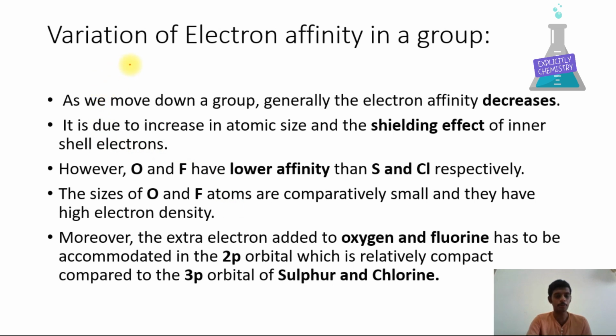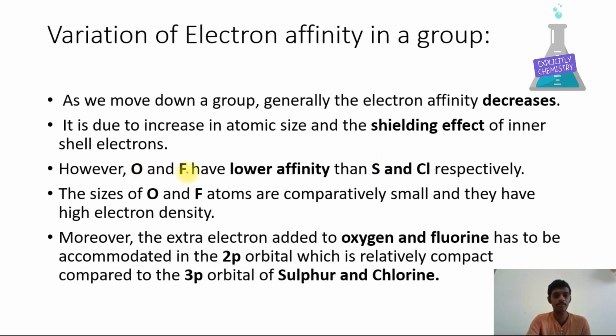While going from top to bottom in a group, the electron affinity decreases. It is due to an increase in atomic size. We already know that while going from top to bottom, atomic size increases and the shielding effect will be more. The inner electrons will shield the nucleus.